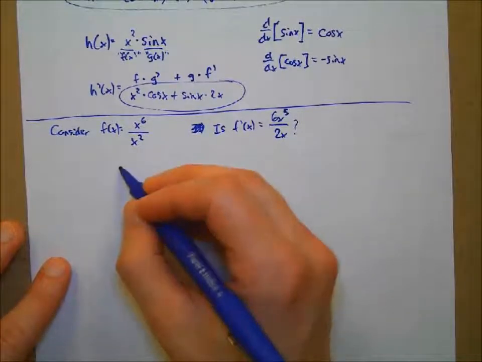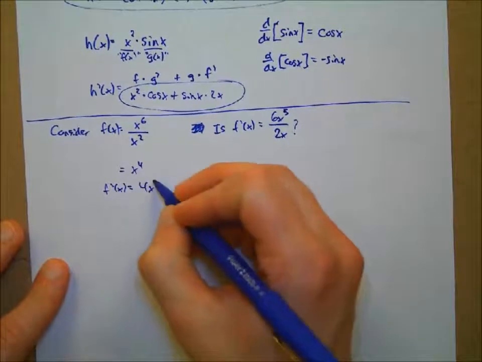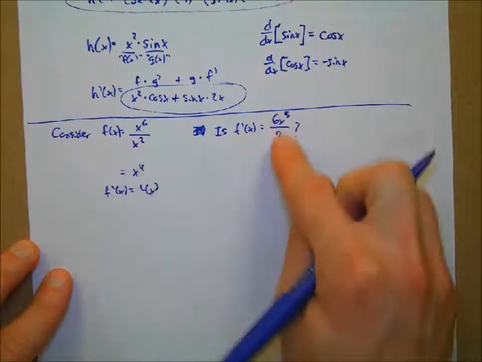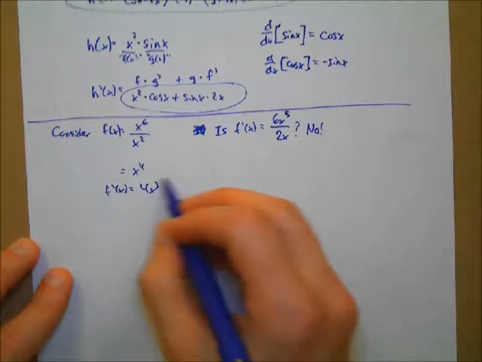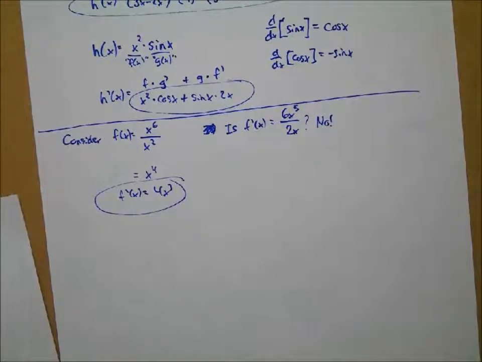X to the 4th, and what's the derivative of x to the 4th? 4x to the 3rd. So can we take the derivative by just taking the derivative of the top and the bottom and then redividing them? No. Okay, that's what the derivative is. So there's a rule for quotients too.